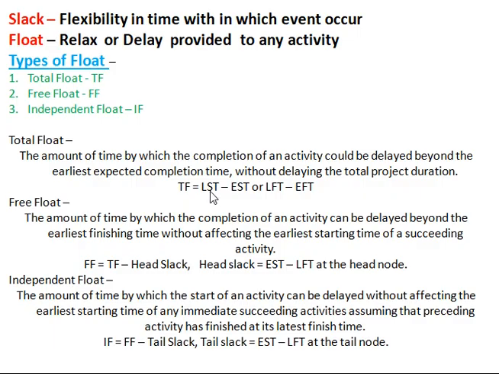Total float equals LST, the latest start time, minus EST, the earliest start time, or latest finish time minus earliest finish time. Free float means once you calculate total float, then total float minus head slack has to be calculated. Head slack is calculated exactly at the head node, at the tip of the arrow. Then for independent float, we need to calculate free float, with the slack taken at the tail portion.